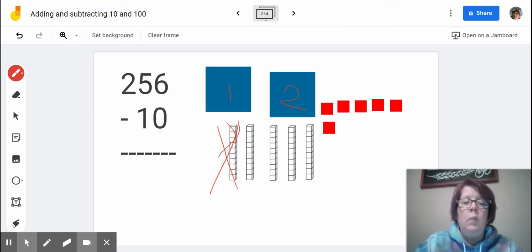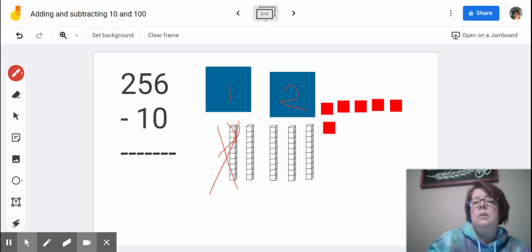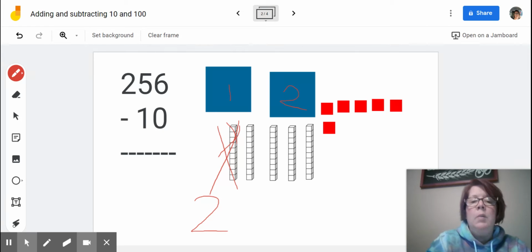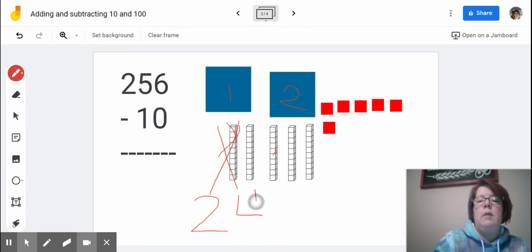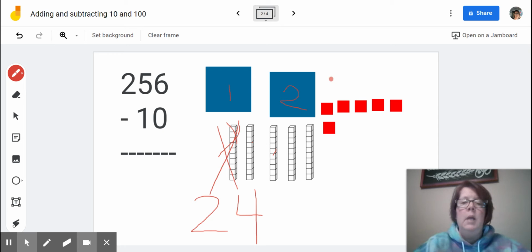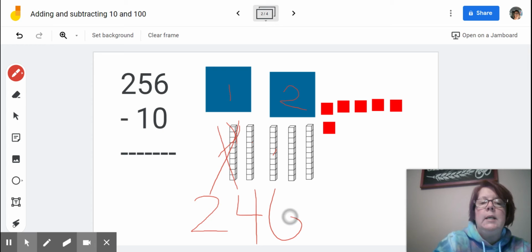And then we can rewrite our number. So 1, 2, 2 hundreds. How many 10 sticks do we have left after we cross one out? We have 1, 2, 3, 4. We're going to write a 4 in the tens column, and we still have 6 1 blocks. So we're going to write a 6.